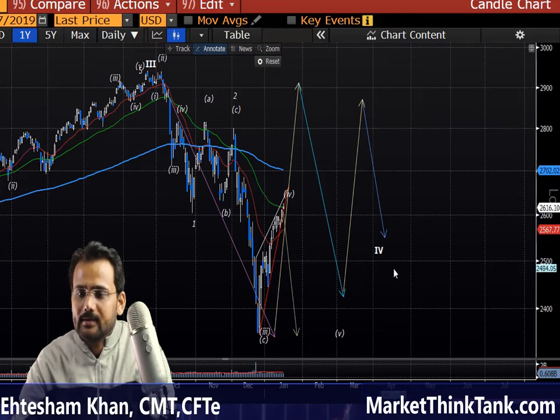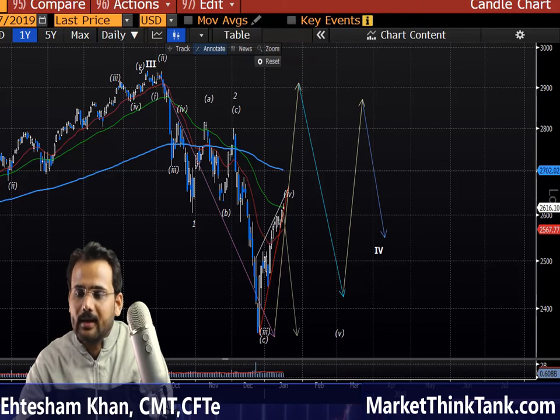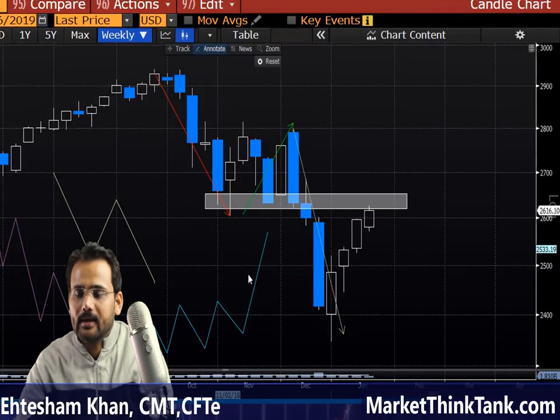So in any case, the consolidation is long there. The S&P is not going to get to any higher level anytime soon. At least 2940 is the cap for now, and we have to see how things unfold going forward.